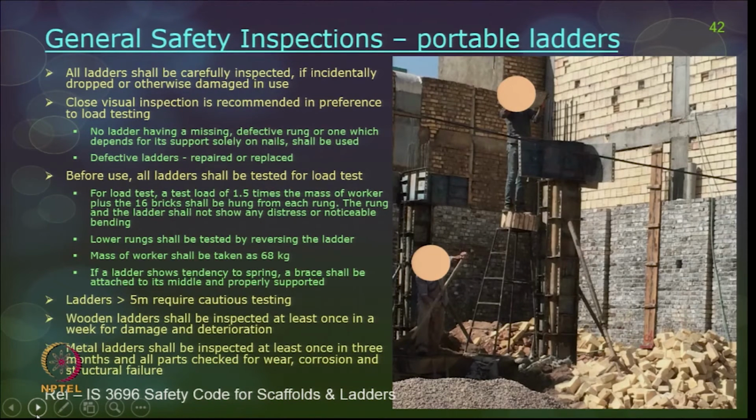Primarily these are inspections. All ladders should be carefully inspected. If incidentally dropped or damaged and otherwise in use, a ladder should be inspected before usage. Close visual inspection is recommended even more than a load test. No ladder having a missing or defective rung, or which depends for support only on nails or something similar, should be used. Defective ladders should be immediately repaired or replaced, and only then used. Then before use, all ladders should be tested with a load test.